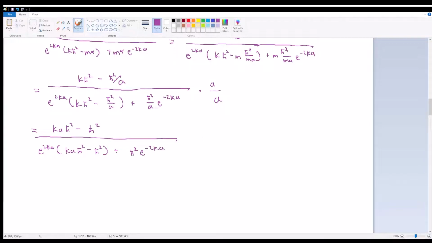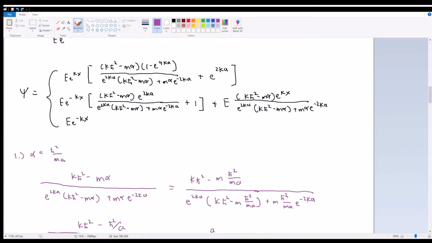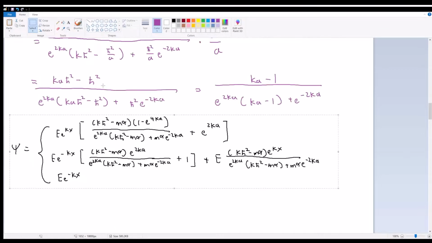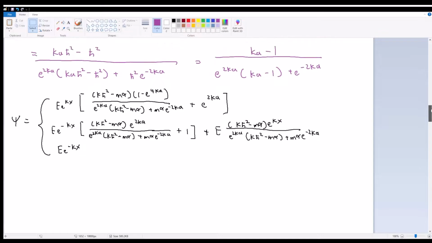We can cancel out the h bar squares. That becomes e to the 2ka times (ka minus 1) plus e to the negative 2ka, and at the top we get just ka minus 1, which is very convenient. So this is a nice little simplification. Let's take this and move it down. So psi is going to simplify itself a little bit.